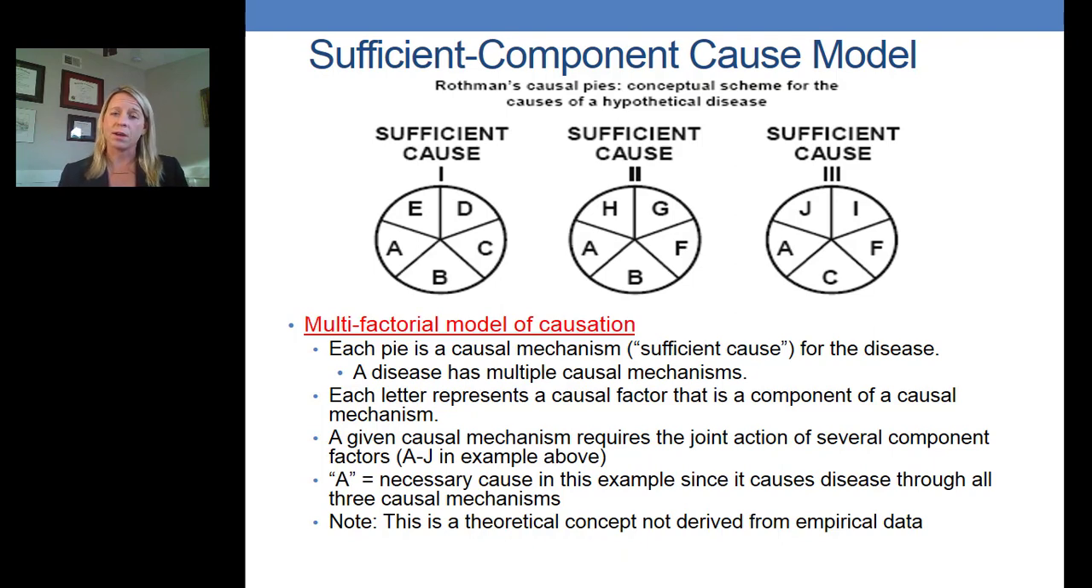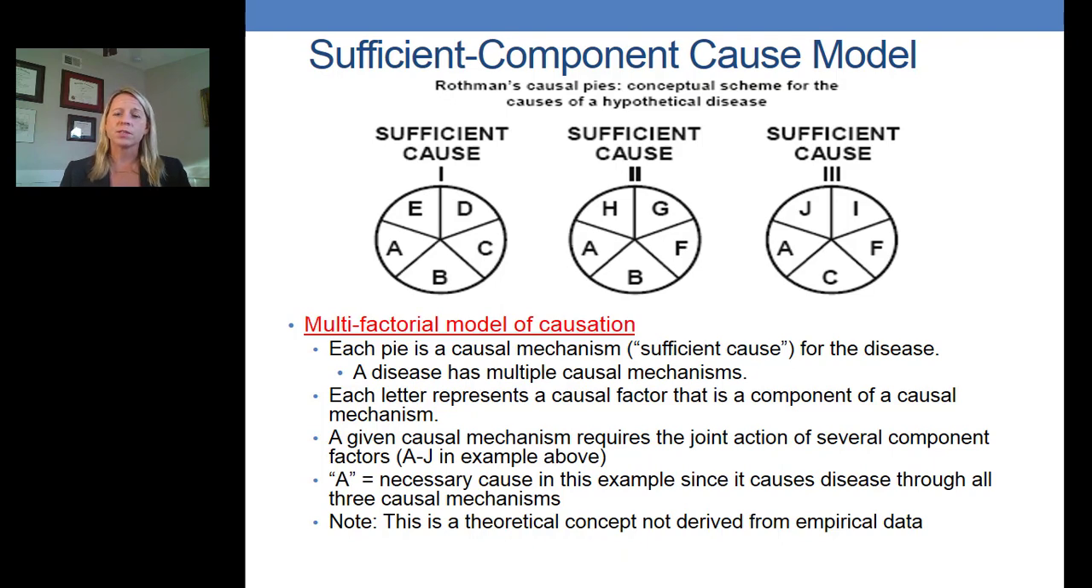so it is a sufficient cause for the disease, but it isn't necessary itself. And this goes into the idea that a disease has multiple causal mechanisms, and we know that for most things, right? It's, for example, lung cancer. There is more than one way to develop lung cancer. So there are multiple causal mechanisms there.